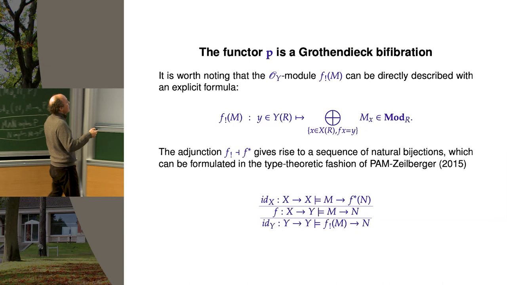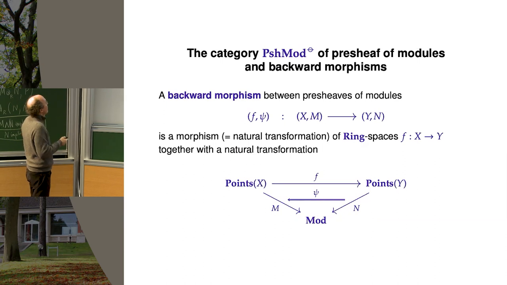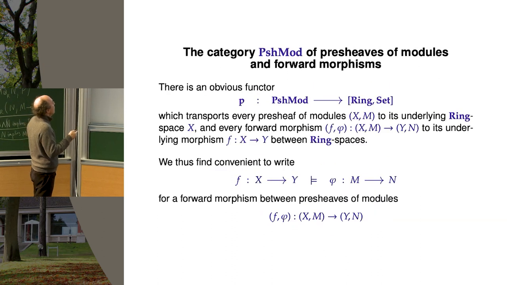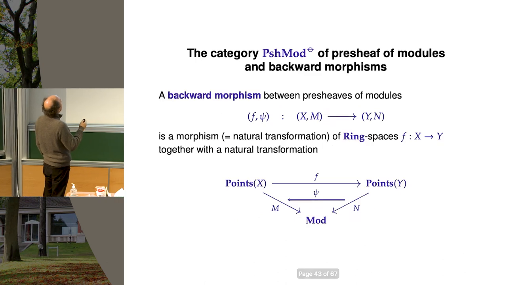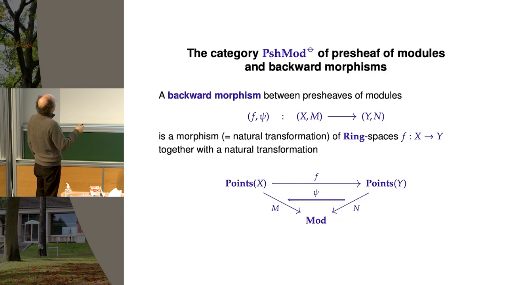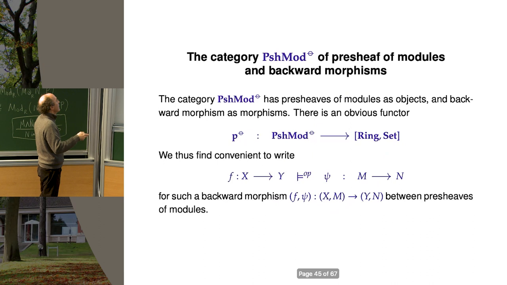I will use these little manipulations very soon to show you some. So now, exactly as I was doing before, you remember, I introduced a category of modules with forward morphisms, but now I will introduce a category with backward morphisms. So it's exactly the same story, except that psi now goes in this direction. So a backward morphism is a morphism of ring spaces, this is points of F, and psi goes in this other direction. And we have the same verticality condition.